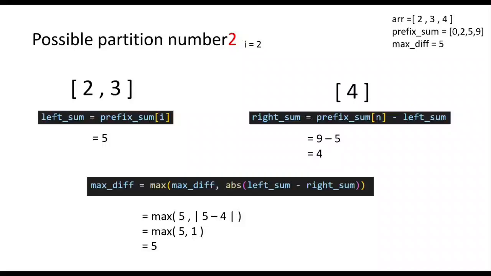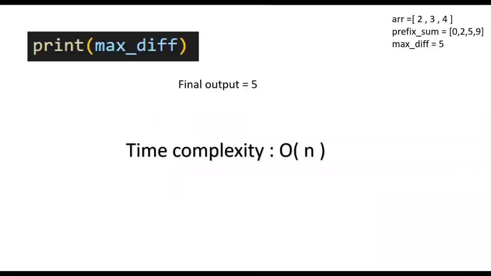Now possible partition number 2, that is i is equal to 2. The first subarray is 2, 3 and the second subarray is 4. Now 2 plus 3 is equal to 5, and the right subarray sum is 4. Now again I will calculate the max difference using the same method. For this partition, the absolute difference is 1. So we will calculate max: 5 comma 1 will give 5. Last step, print max difference. So the final output is 5 with a time complexity of O(n).